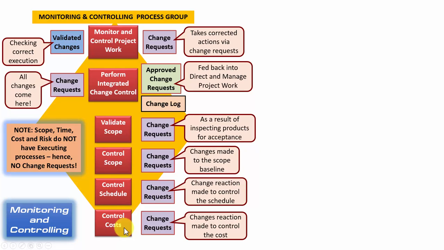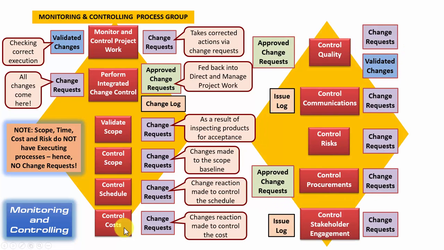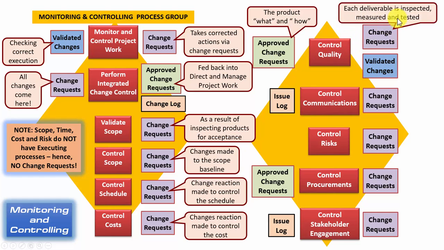Still on monitoring controlling process group, control quality is up next. This process typically uses inspection to make sure that the results of the work are what was expected, so that it involves both product and project deliverables continuously throughout the project. As a result of doing that, change requests may indeed be raised. You'll recall from earlier slides that it is the control quality process that validates any approved change requests. So each deliverable is inspected, measured and tested. And as I've already explained, validated changes are the corrected defects, if you will.